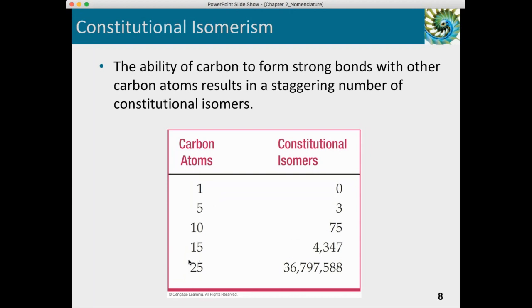Alkanes with 25 carbons, we can find a stunning number of above 36 million constitutional isomers. Once again, remember guys, the constitutional isomers: same molecular formula, different connectivity. They have different physical and chemical properties. They are different compounds.